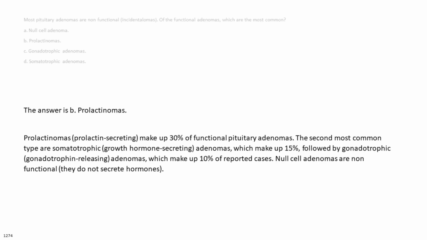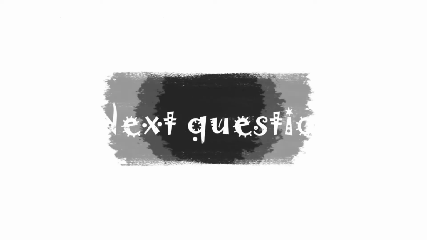The answer is B. Prolactinomas. Prolactinomas, prolactin secreting, make up 30% of functional pituitary adenomas. The second most common type are somatotrophic, growth hormone secreting, adenomas, which make up 15%, followed by gonadotrophic, gonadotrophin releasing, adenomas, which make up 10% of reported cases. Null cell adenomas are non-functional, they do not secrete hormones.